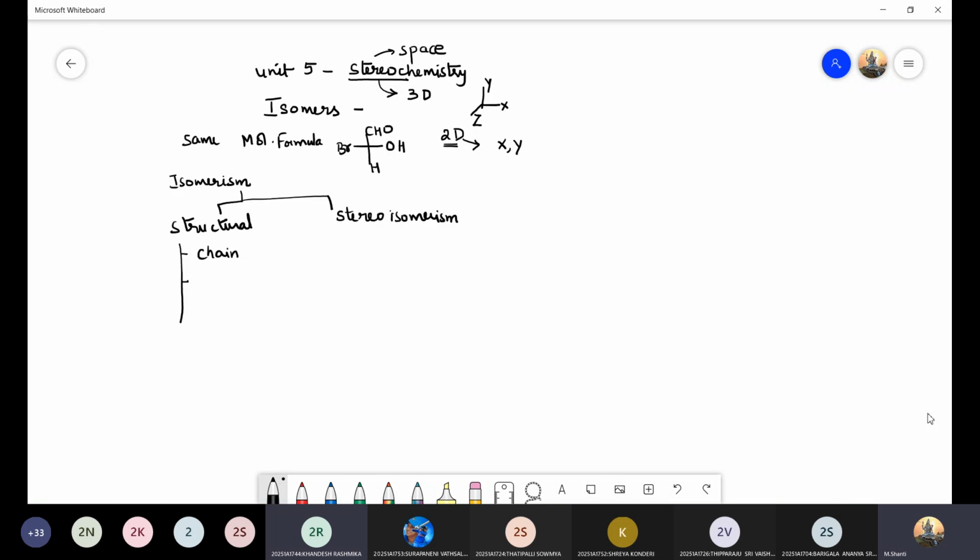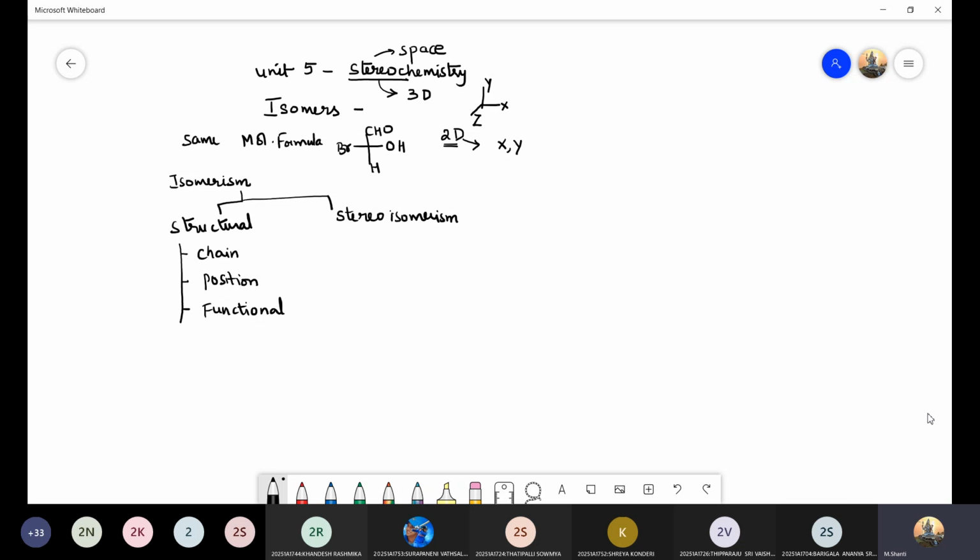So further you have the types of structural isomers: chain isomers, then position isomers, then the next one, functional isomers. I'll just discuss them in detail.